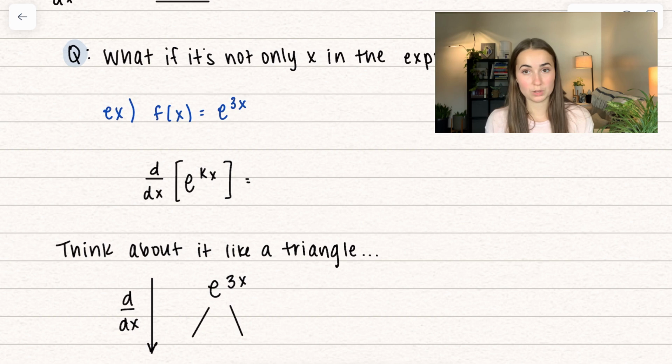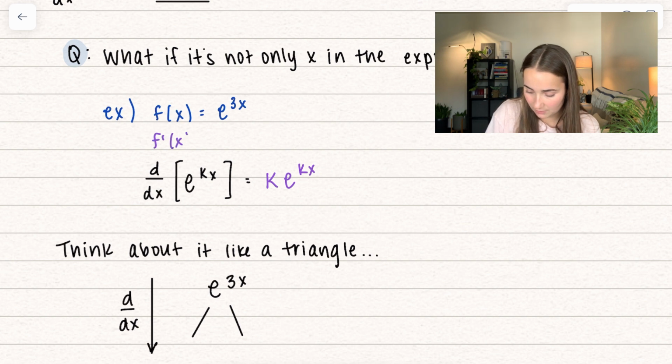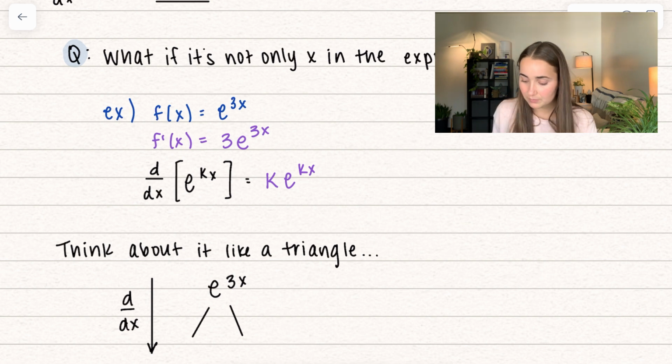Well, we have a little rule here that we're going to use. Whenever we have the derivative of e to the kx, where k represents any number, that k comes down and we keep everything else totally the same. So if we use this rule, then the f prime of x of our function is going to be 3 times e to the 3x.